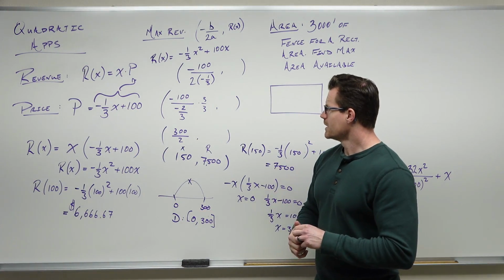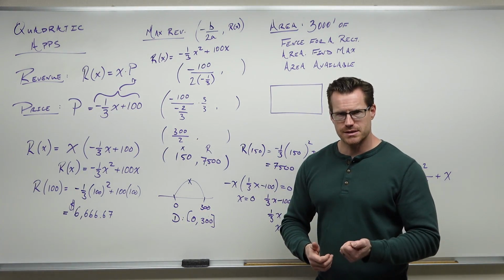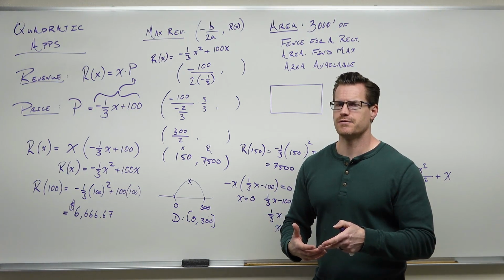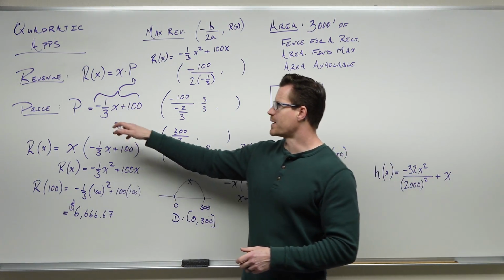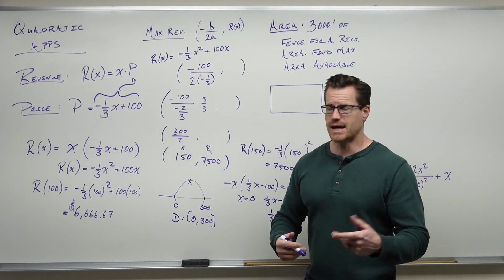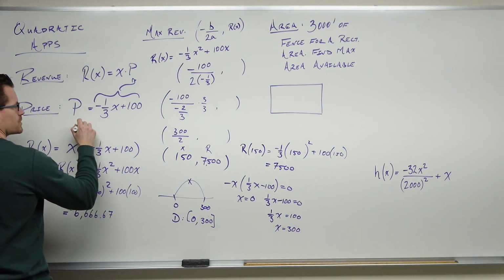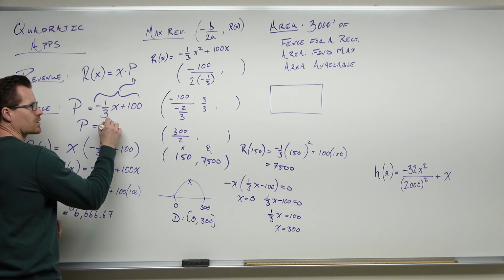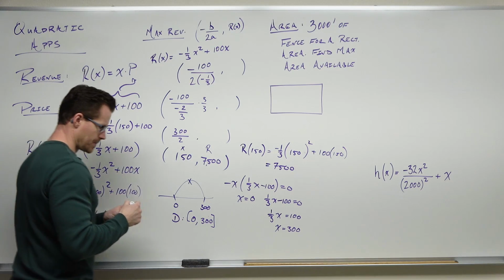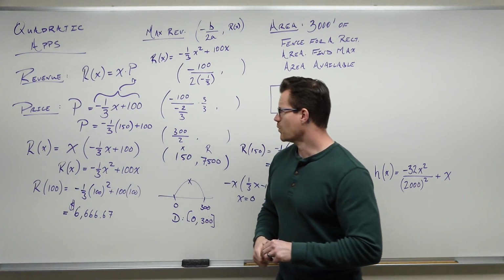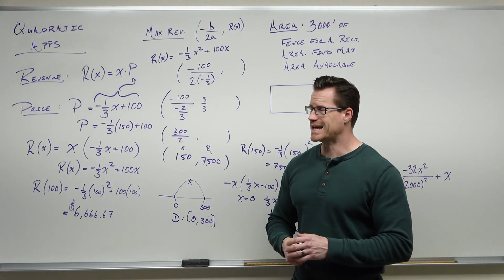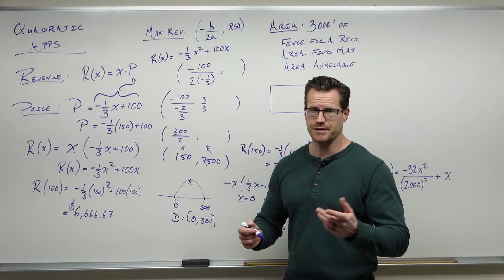Now the last thing, what is the price that you would need to charge to get your maximum revenue? So we already know we need to sell 150 items, but because we have a price function, we can plug in our 150 and it's going to tell us what price we should put these at. So this is our price for maximum revenue. We take our negative 1/3 times 150 plus 100. Let's see. 1/3 of 150 is 50. So that'd be negative 1/3 times 150 is negative 50 plus 100 is $50.